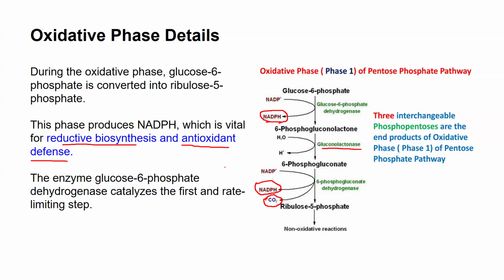Then the enzyme glucose 6-phosphate dehydrogenase catalyzes the first step, and it is also considered the rate limiting step. That is the control point of the pathway. So this is a point of regulation in the oxidative phase of the pentose phosphate pathway. So the next one is the non-oxidative phase details.